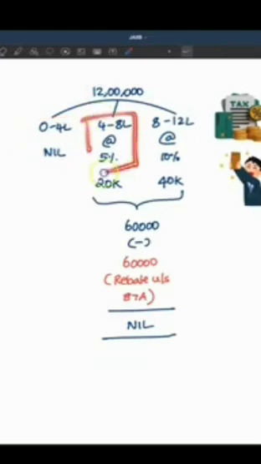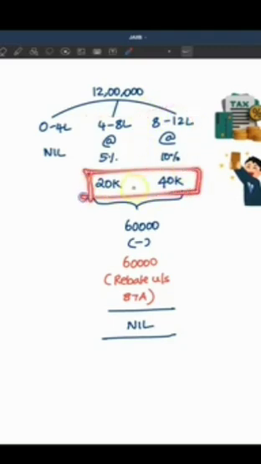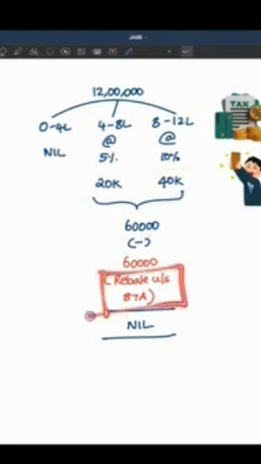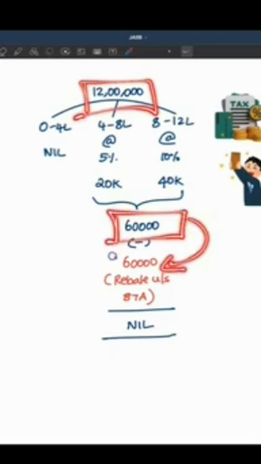4 to 8 lakhs, it is at the rate of 5%, so tax amount is going to be 20,000. 8 to 12 lakhs at the rate of 10%, tax amount is going to be 40,000. It means effectively 20 plus 40, the tax amount should be 60,000. But income tax has provided for a rebate under section 87A to the extent of 60,000. It means if your income is going to be 12 lakhs, tax amount will be 60,000. But you will have a rebate of 60,000, so tax payable will be nil.